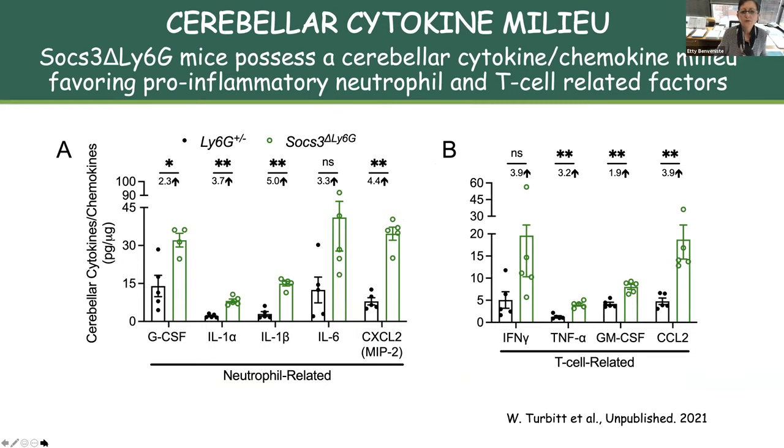And the next thing that Bill did was to look at the milieu, if you will, within the cerebellum, looking at a variety of cytokines and chemokines, again comparing our control mice to the mice lacking SOX3. And what he found is that there was an increase in almost all cases of cytokines and chemokines that are related to neutrophil functionality, including GCSF itself, interleukin 1 alpha and beta, IL-6, CXCL2, as well as increases in gamma interferon, TNF-alpha, GM-CSF, and CCL2.